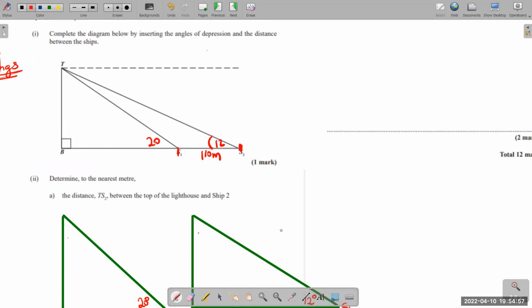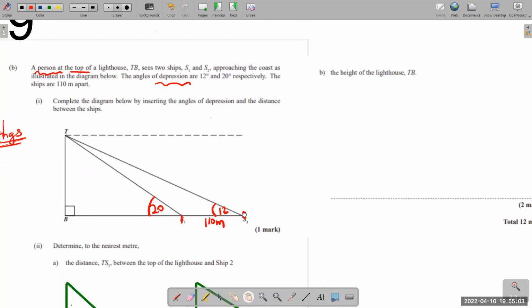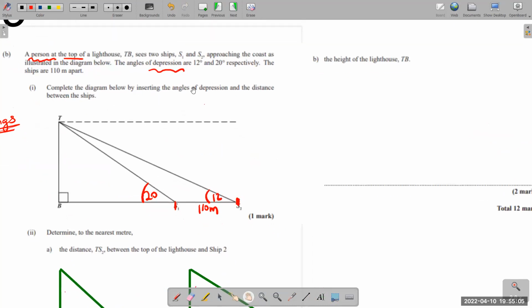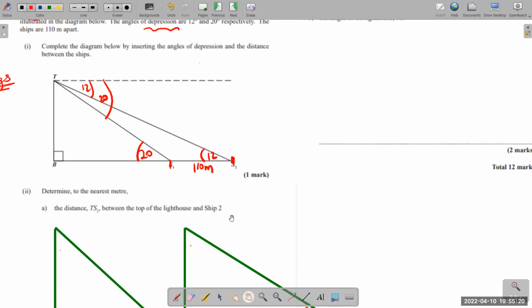So that's the information they give us, my good people. Let's look at this diagram now. Let's look at this question. Complete the diagram below by inserting the angles of depression and the distance between the ships. So you would have put here 12, you would have put here 20, just so. And most importantly, you put it to the bottom here. Okay, so that's why you get full marks for that.